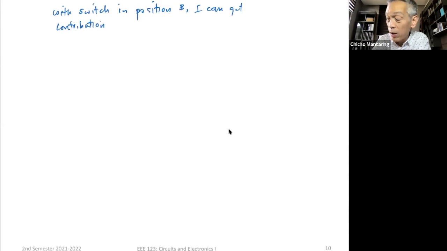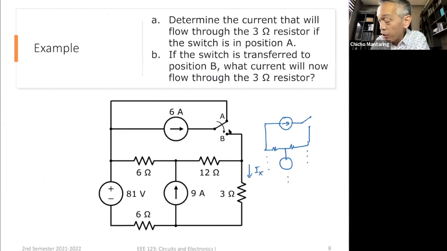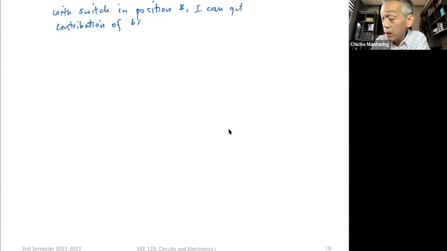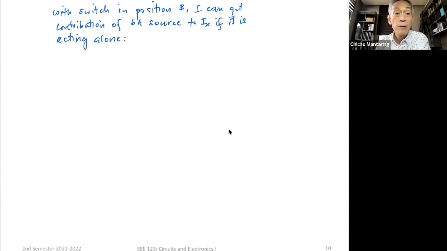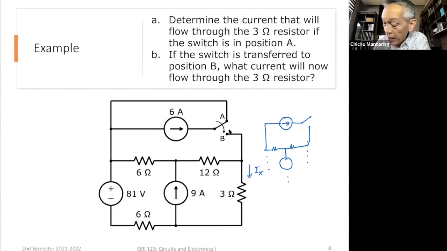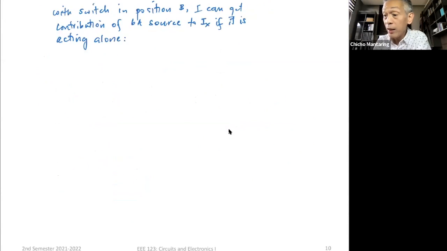So with the switch in position B, I can get the contribution of ito, no, yung 6 ampere source to Ix if it is acting alone. So how do I make the 6 ampere source act alone? I make this act alone by suppressing this and suppressing this. How do I suppress this? I suppress this by replacing it with a short circuit, and I suppress this by replacing it with an open circuit. So ano magiging equivalent circuit ko, no?